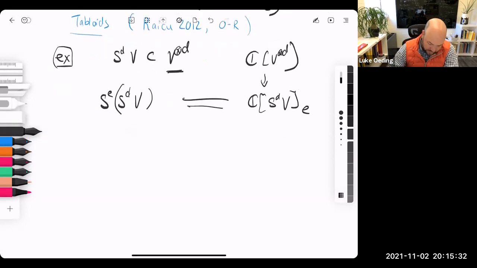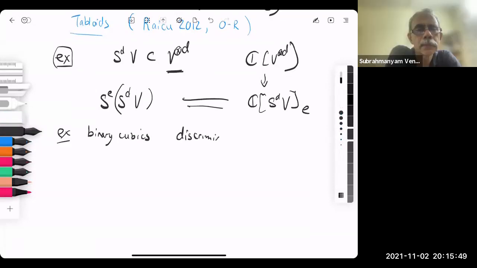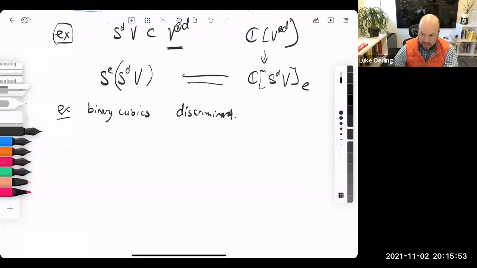So let's do this for the degree 4 invariant for binary forms. So we're going to do binary cubics, and I'll compute the discriminant. I'll give you an equation that you can check. You already know what the discriminant of a binary cubic looks like, but here's the tableau description.